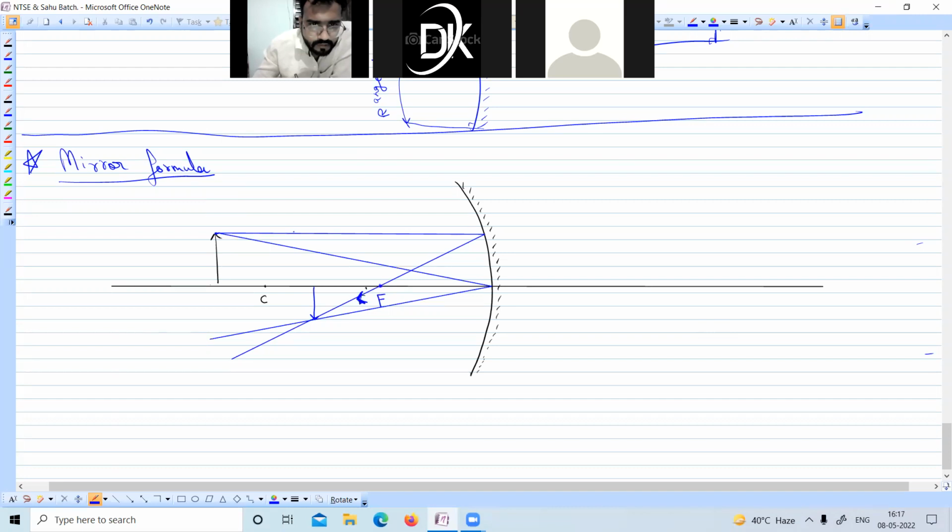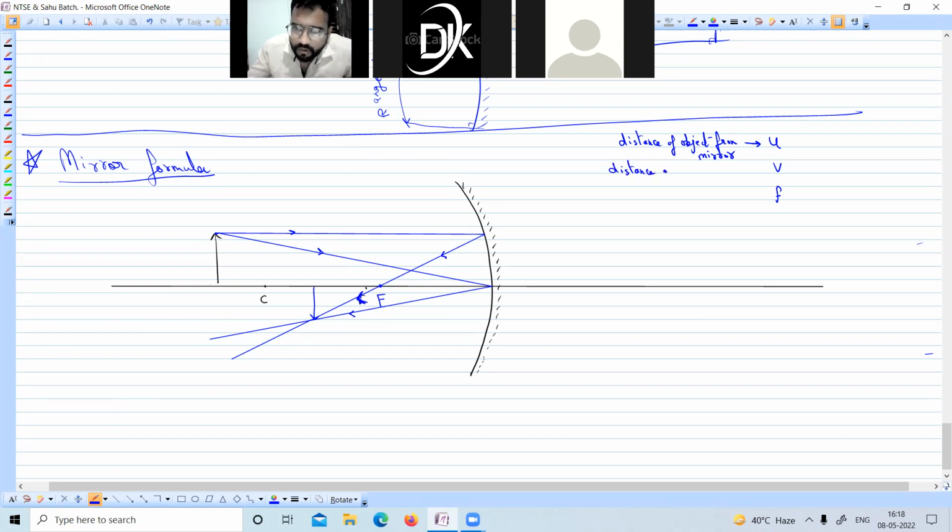So this kind of smartness is required. 1 dash, 2 dash. Okay. Now we will again try to find out the terms. You are very much familiar with the terms u, v, f. Please tell me what are they? Sir, u is the distance of object, v is the distance of image, and f is the distance of focus, from where? Sir, from the mirror, right?